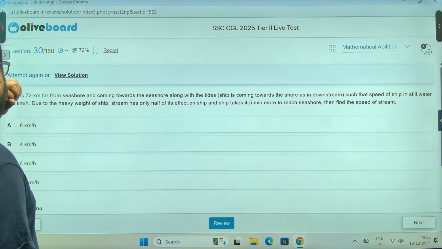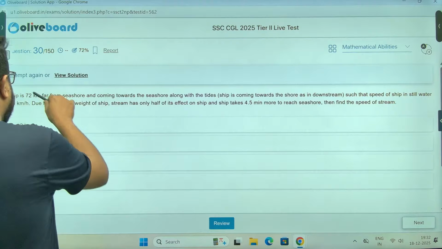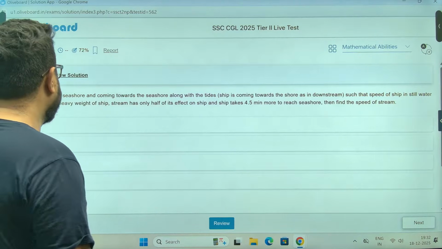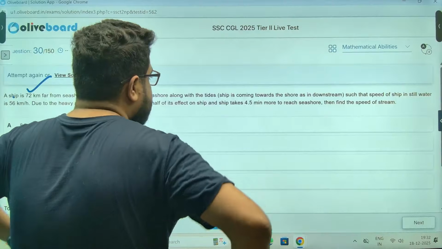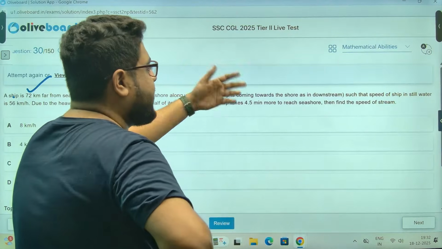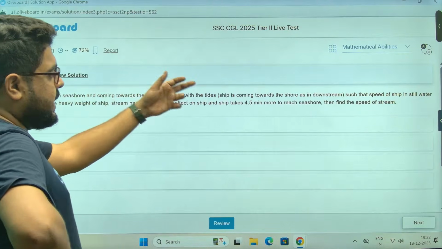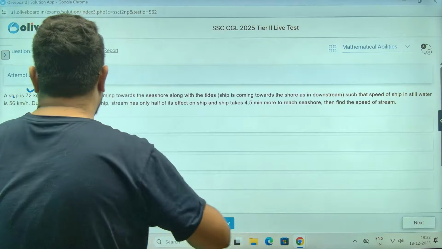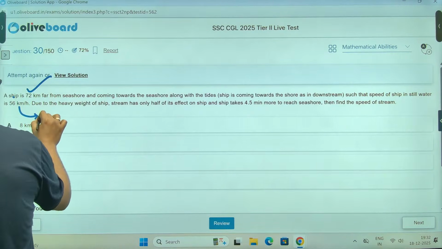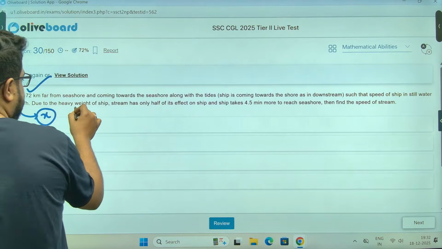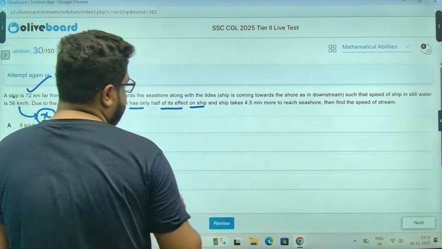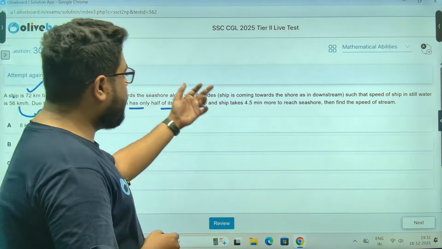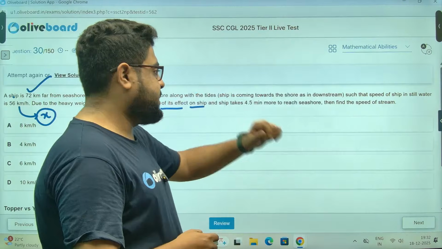Last question. A ship is 72 kilometers from the seashore and coming towards it, downstream. The speed of the ship in still water is x, and the stream speed is y. Due to the heavy weight of the ship, the stream has only half its effect. The ship takes 4.5 minutes more to reach.